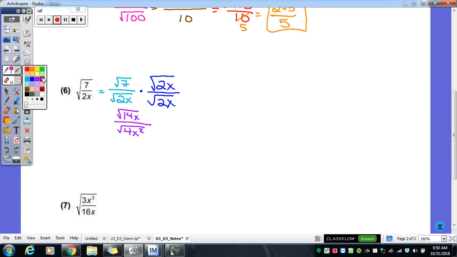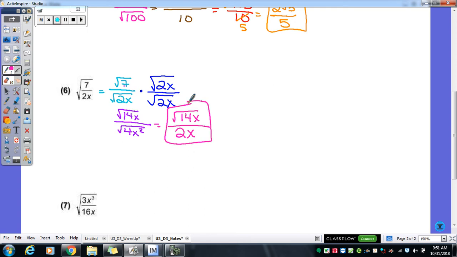Is there a perfect square that goes into 14? Nope, because 14, it's just 1 times 14 or 2 times 7. None of those are perfect squares. So our radical in the top is going to stay as radical 14x. For the bottom, square root of 4 is 2, and then remember, divide your exponents by 2. So we would get a 2x for our bottom.